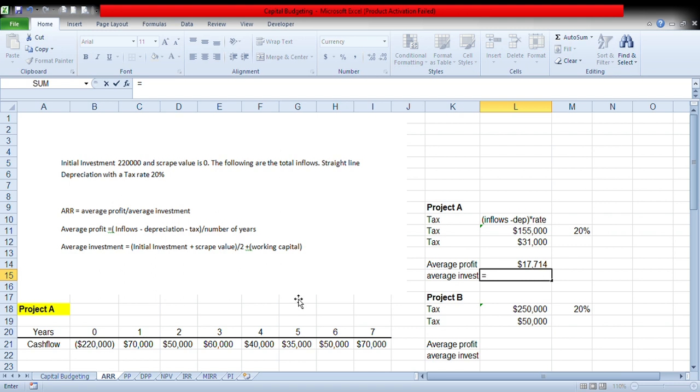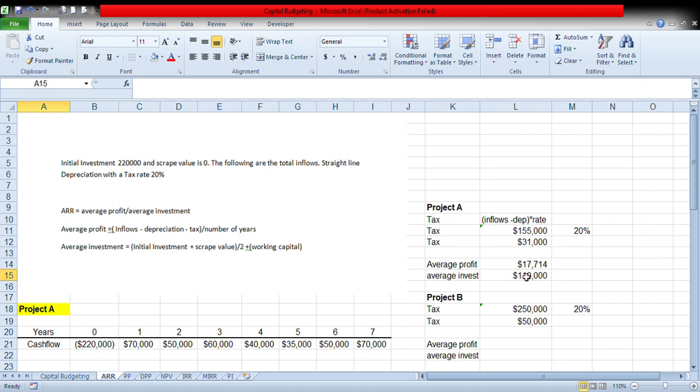Now you need to calculate the average investment. Initial investment, right? I'm applying minus because it's already in minus, so that's why minus plus. Initial investment divided by 2, you will get 1,10,000, because we don't have scrap, we don't have working capital. Otherwise, if we have scrap, we need to add the scrap value as well. Understand, ladies and gentlemen? So 1,10,000 is your average investment.